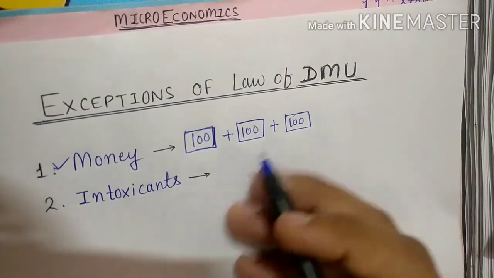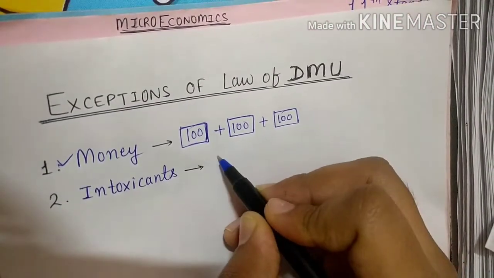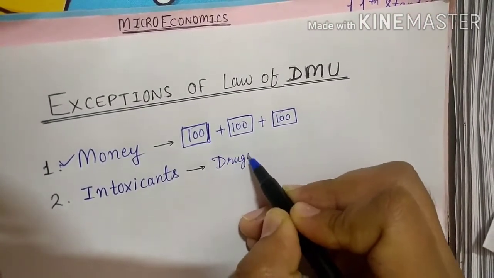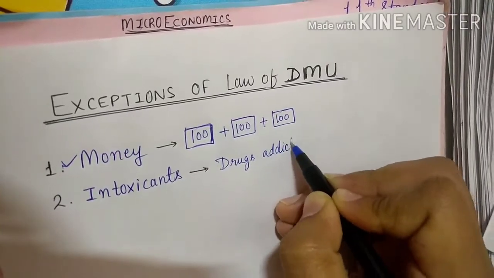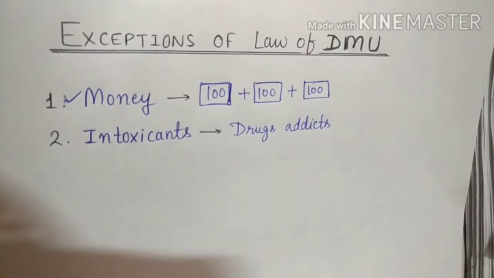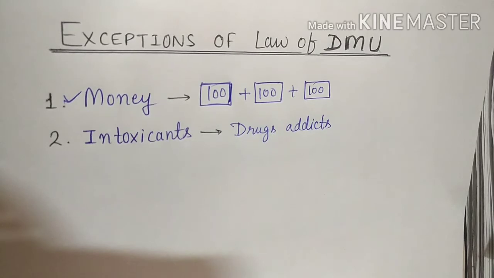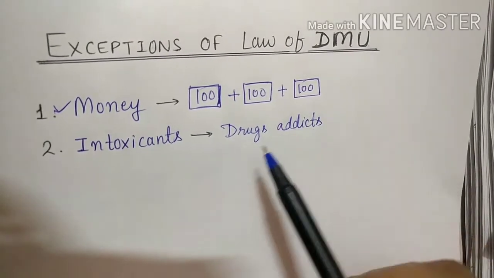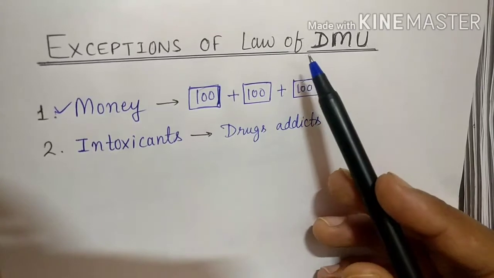In case of intoxicants, you know what intoxicants are? Like in the case of drug addicts. It is not that if they consume some quantity of drugs, they will get full satisfaction. If you give them more and more drugs, they will consume more and more until they get down to the floor. They will continue to consume more and more. So in case of drug addicts, it will not apply. These are exceptions of the law of DMU.